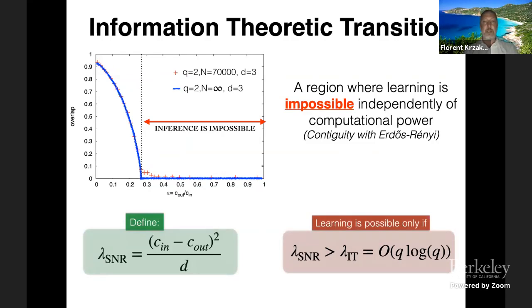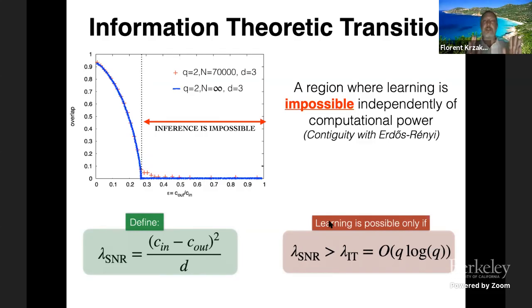In fact, you can actually show that the kind of graph you create in this region are contiguous with Erdős-Rényi. All right, so I will not go into the definition of contiguity, but essentially it means it's really hard to distinguish them from Erdős-Rényi. In fact, there is no estimator that can make the distinction with probability 1. So when does this happen? Well, essentially, it happens when the lambda SNR is larger than something you can compute, which is of order Q of Q. Okay, so the critical SNR gets larger if you have more and more communities.